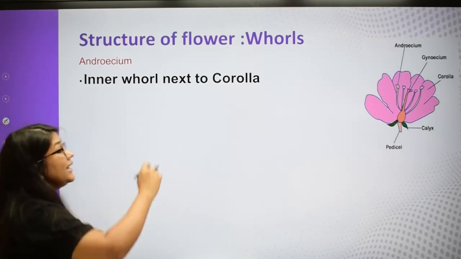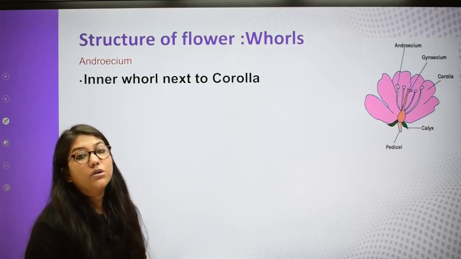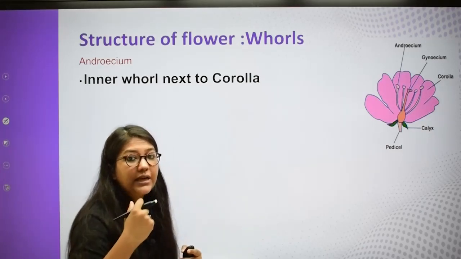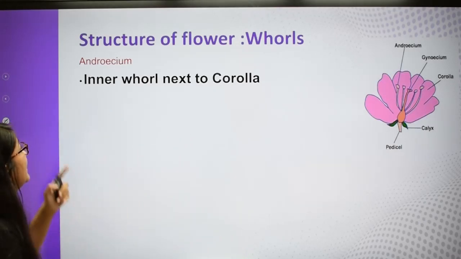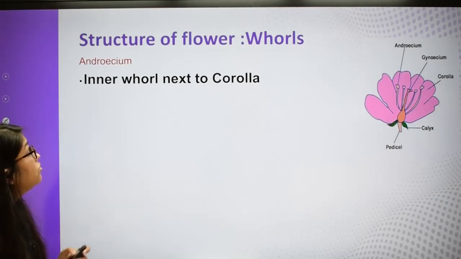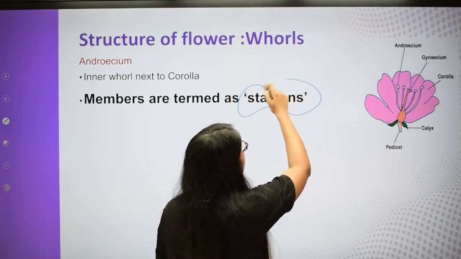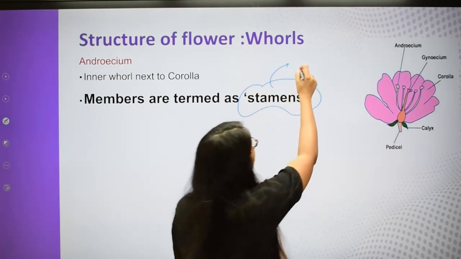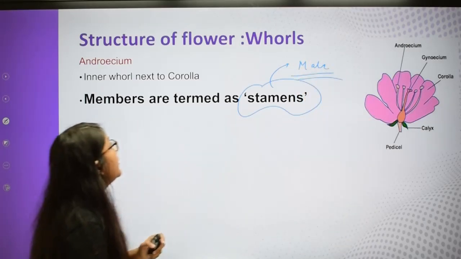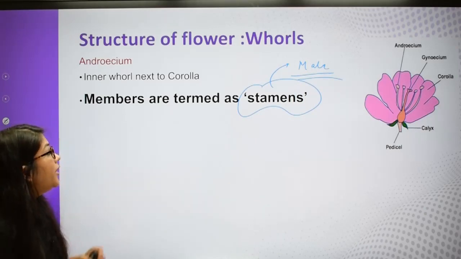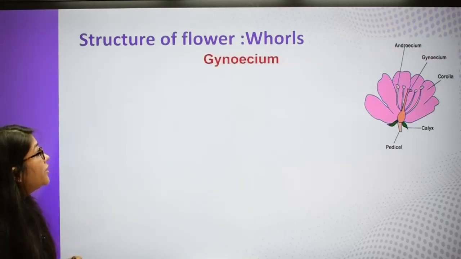Androecium, the whorl next to corolla, right? Again I am repeating, what are we doing? We started from the outermost whorl and we are going towards the inner side, okay? So we started with calyx, corolla, next is androecium. Androecium is the inner whorl next to corolla. Members are termed as stamens. We saw what stamens are. Stamens are the male reproductive organ, right? So the members of androecium are what? Members of androecium are stamens. This is the male reproductive organ, right?